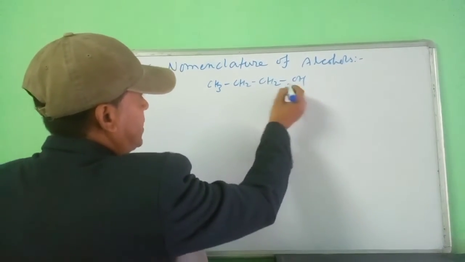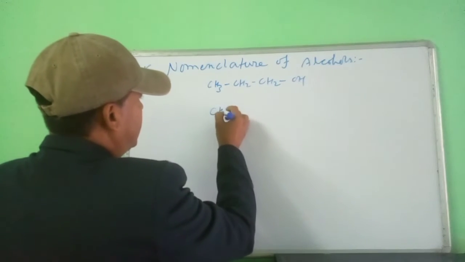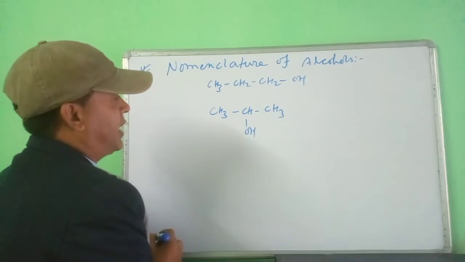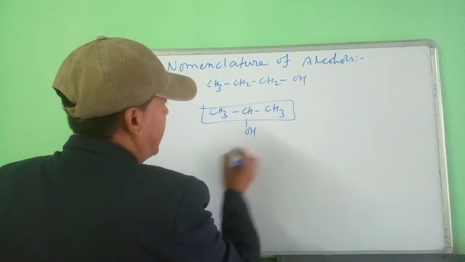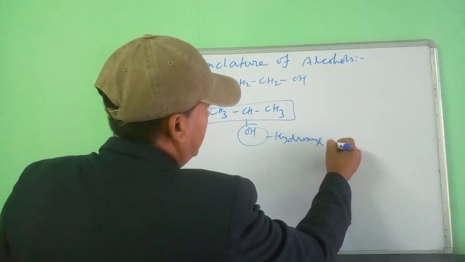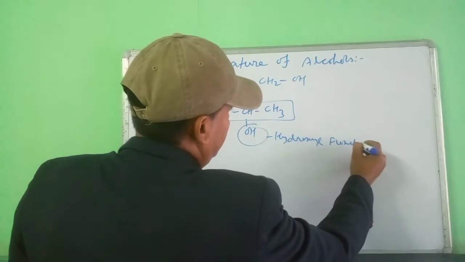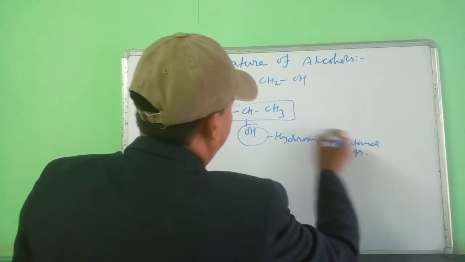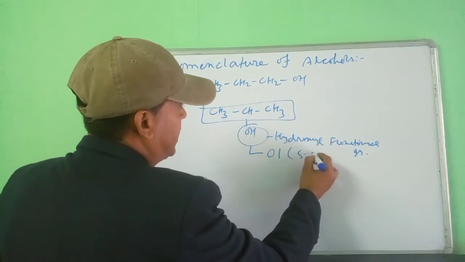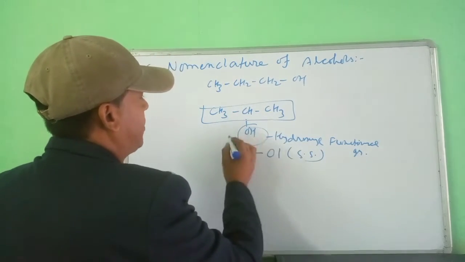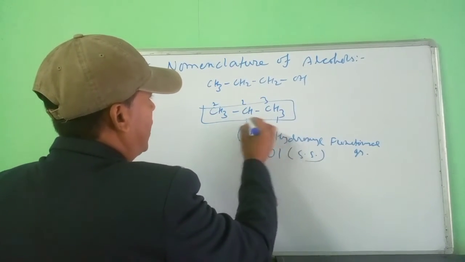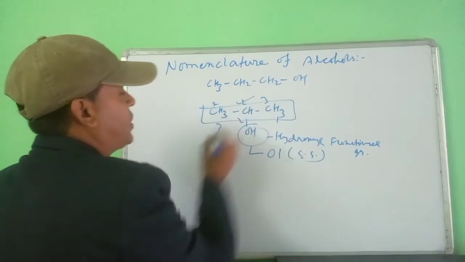Now the next example is slightly different from propan-1-ol. Here it is CH3, CH, CH3, with OH on the middle carbon. This is the hydroxyl functional group, and ol is written for the secondary suffix. The total number of carbon is 3, so we number 1 2 3, or 1 2 3 from the other side. Both ways we get position 2.